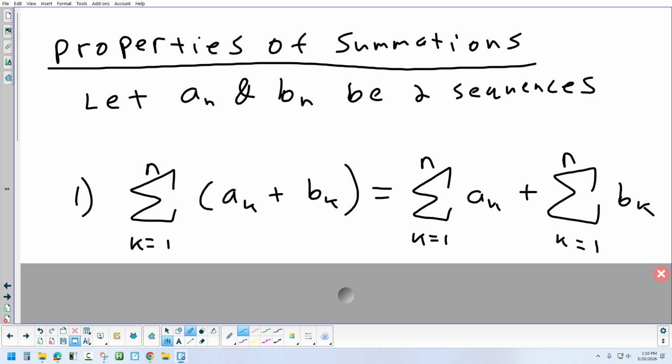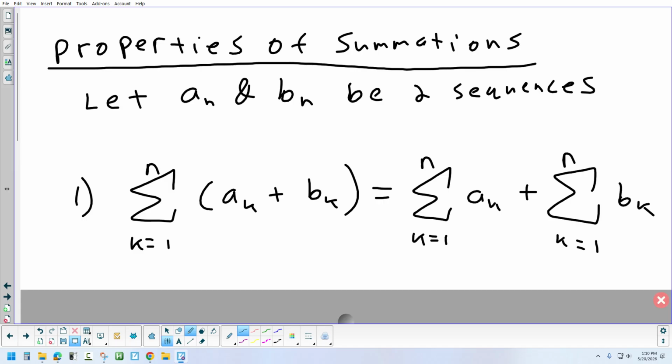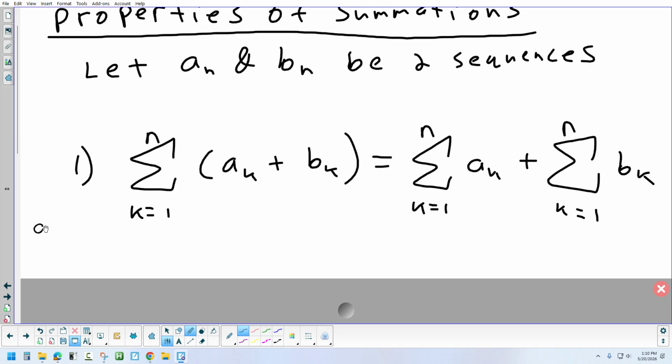On the left side, you have 2 different sequences. And this formula on the left is saying you're going to add the sequences together first, term by term. And then once you do that, add the results. So let me show you with numbers. Let a sub k be the sequence 1, 3, 5, very short, simple sequence. Let b sub k be the sequence 2, 4, 6.